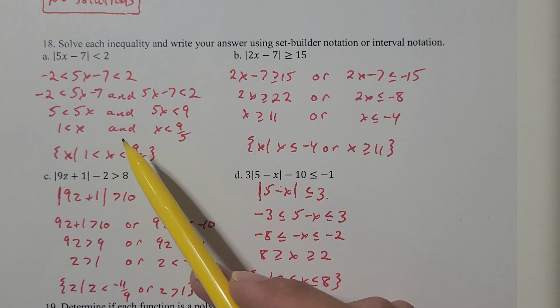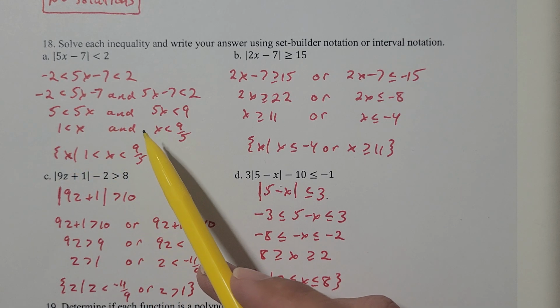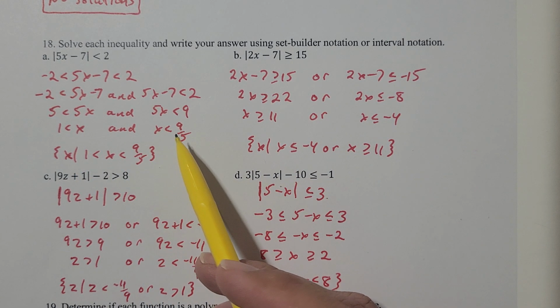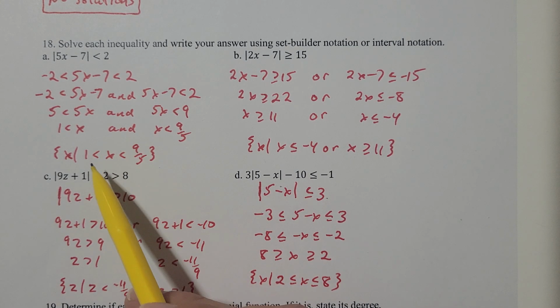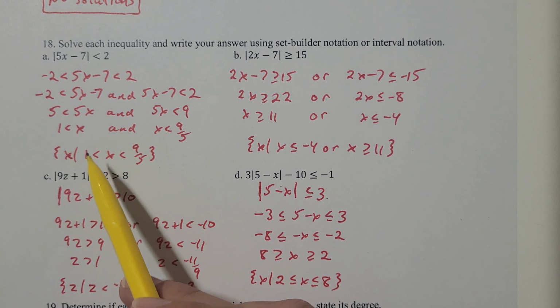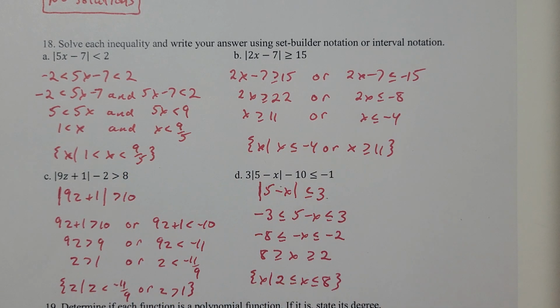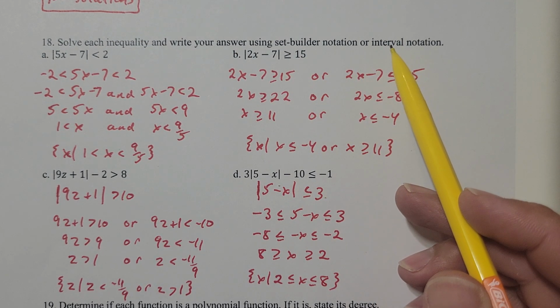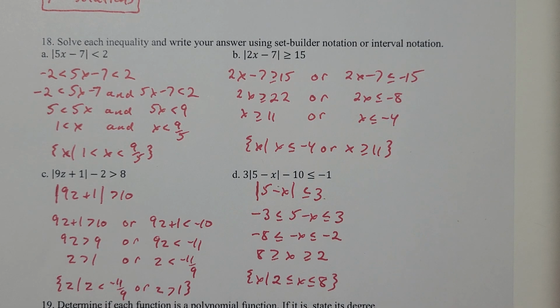So x has to be a number that's bigger than 1 and less than 9/5. Here would be that statement written back as a compound inequality when I put it back together. Now my answer always has to be written either as a set or as an interval. As a set, I'd say the set of all x such that x is bigger than 1 and less than 9/5. If I use interval notation, I'd have 1 comma 9/5 with parentheses at both ends, right? Because we're not including either of those numbers. So that'd be that one.